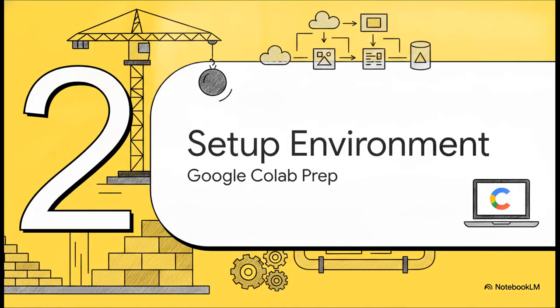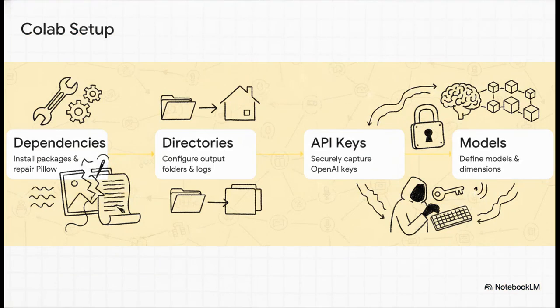All right, Section 2, setting up the environment. Before we get to the really cool stuff, we've got to handle the plumbing, right? Think of it like prepping your workspace in Google Colab. First up, we install our dependencies, which importantly includes repairing the pillow library so our image processing actually works. Second, we configure our working directories, output folders, and logs, so RAG anything knows exactly where to look. Step 3 is vital for keeping our runtime practical and safe. We securely capture the OpenAI API keys using hidden inputs. And finally, we define the specific models and embedding dimensions that will power our logic. It's all about building a clean, secure foundation.